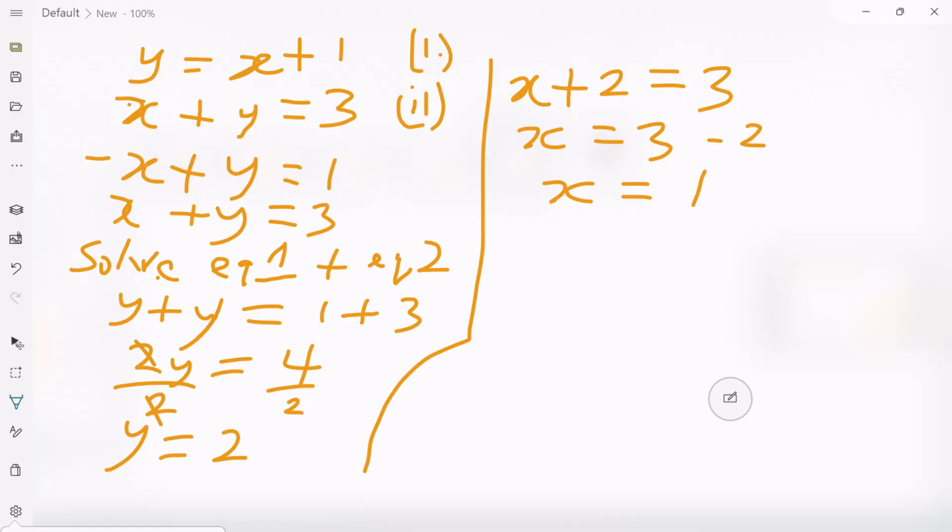If you check in equation 2, x is 1, y is 2. 1 plus 2 is 3. That is a simple check.